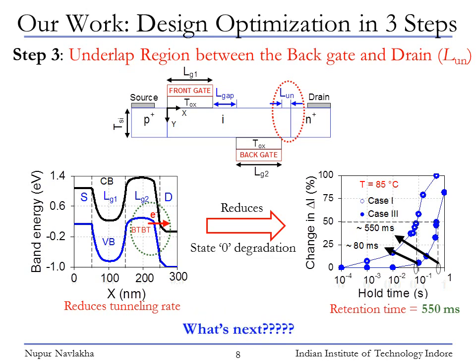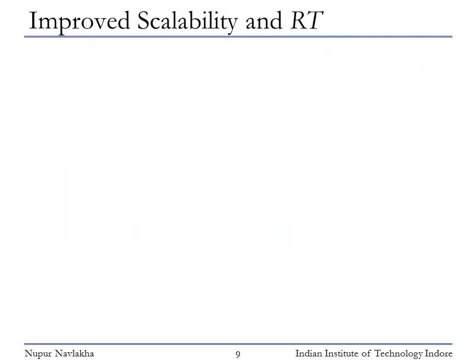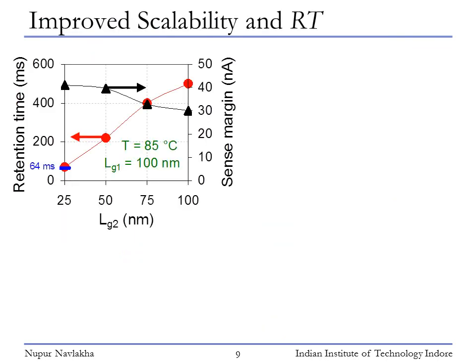The incorporation of all the 3 steps not only improves retention characteristics but also the scalability of the storage region. Incorporation of lateral space and underlap allows the storage region to be scaled down to 25 nanometers with retention time still higher than 64 milliseconds with the front gate region of 100 nanometers.